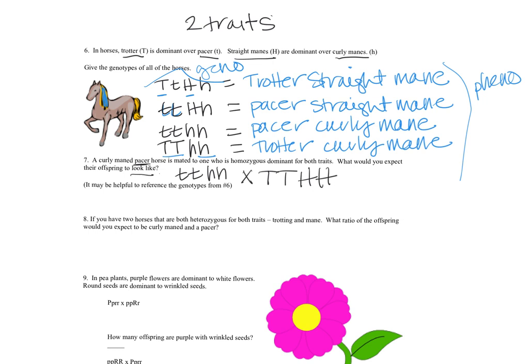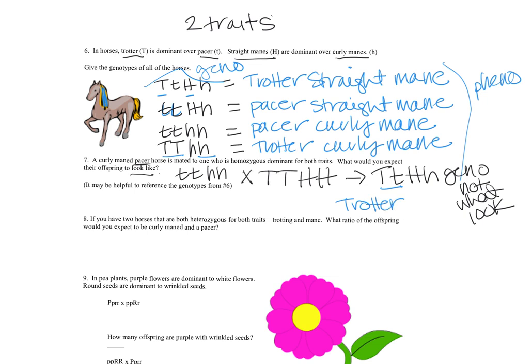So if this were multiple choice, this is their genotype, not what they look like. So that would not be the correct answer for that. You're looking for phenotype. Their phenotype, what they look like, or what they do, how they act, would be trotter and straight. Right? So both the phenotype and the genotype answers are going to be in your multiple choice. You got to make sure you're answering the correct question.